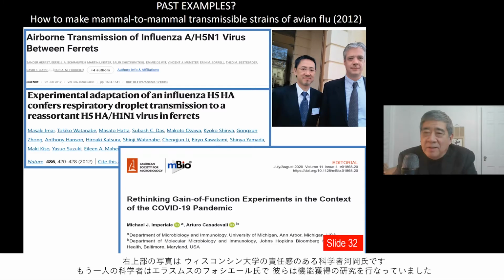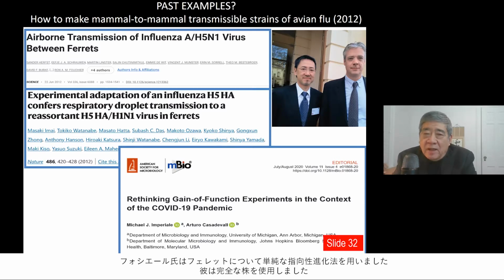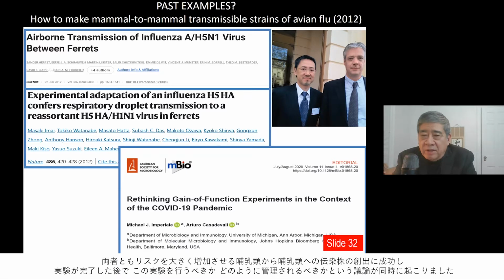And you can see the photograph in the upper right, a responsible scientist, Kawaoka at the University of Wisconsin, and another scientist, Fouchier from Erasmus, and they were doing research on gain of function. Kawaoka used a weakened backbone so that if there was release after succeeding, the results would not be catastrophic. Fouchier was using simple directed evolution on ferrets, and he was working with a full-strength strain. Both succeeded in creating mammal-to-mammal transmissible strains that greatly increases the risk.